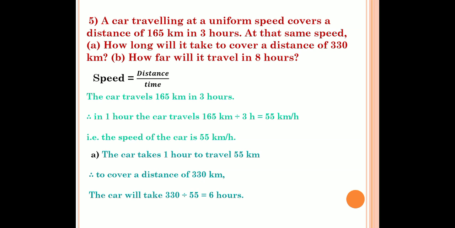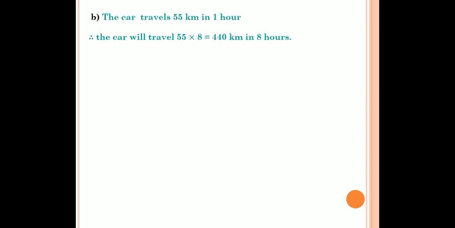Then the first thing, the car takes 1 hour to travel 55 kilometers. Therefore, to cover a distance of 330 kilometers, the car will take how much time? So we have to divide. 330 divided by 55 gives us 6 hours. So to cover a distance of 330 kilometers, the car will take how many hours? 6 hours. Then the car travels 55 kilometers in 1 hour. Therefore, the car will travel 55 into 8, that is equal to 440 kilometers in 8 hours.